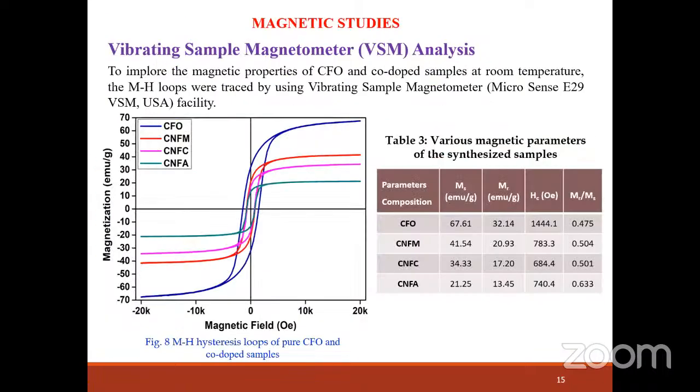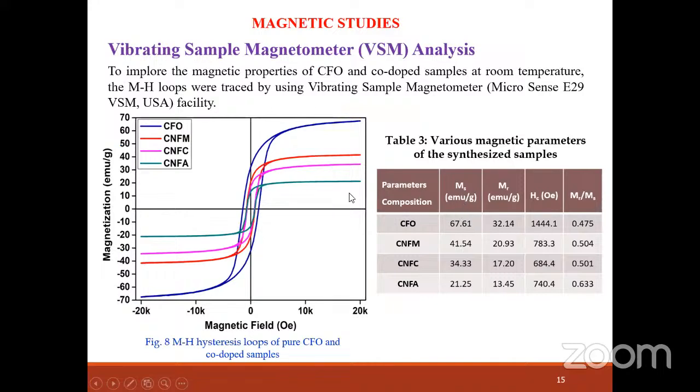So after that, since cobalt ferrite is a good magnetic material, we also tried to analyze the magnetic properties of the samples. So VSM was performed in the magnetic field range of 0 to 20 kilo-oersted, and we can see the maximum magnetization is observed for the pure cobalt ferrite. And after that it is decreasing, and the values are different for different co-doped samples.